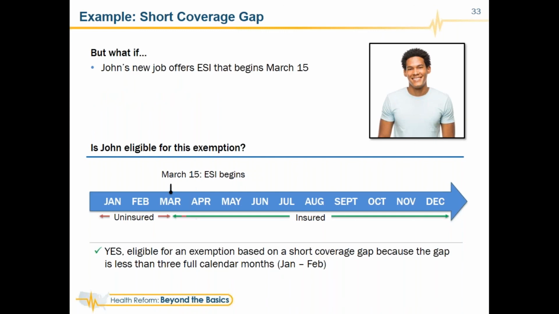But if he started his insurance coverage beginning March 15th, then that would be less than 3 full calendar months. He would only need that exemption for January and February. March would be considered a coverage month because he had coverage for at least 1 day of that month.